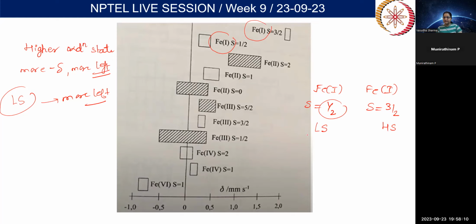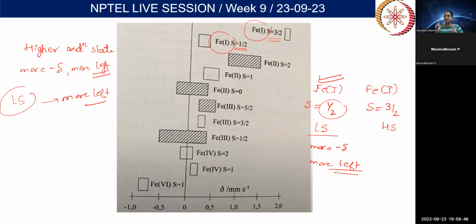Now look at that. We said when low spin is there, if oxidation state is constant, that is going to be more negative delta. That means more towards left side relative to the other. Now see which one is towards left side. S equals to half or S equals to 3/2? S equal to 1/2, ma'am. Yeah. Now this concept is clear that when we have both the metals in same oxidation state, then we look at their spin state. If one is low spin, that will go towards left side compared to the 3/2.